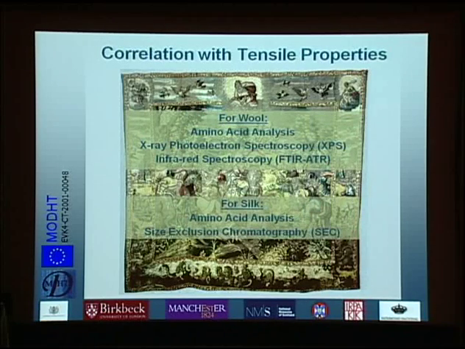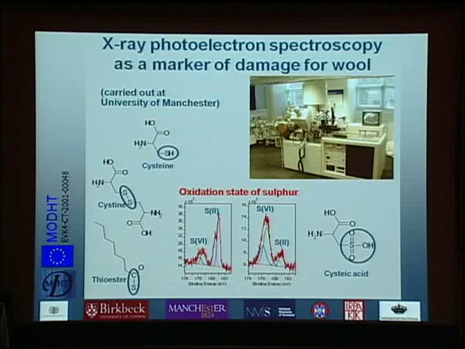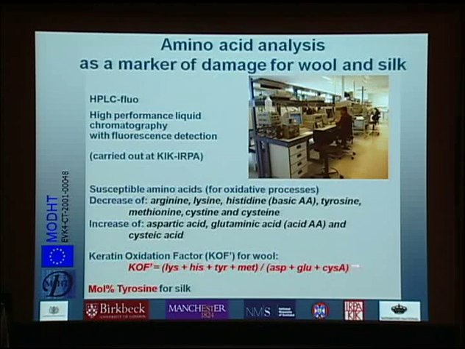And again, just to emphasize, for the wool and for silk, these are the techniques that we found most useful. And I will show briefly a slide for each one of these techniques without going into any detail of how they work. I will only explain or very briefly show which parameter from these techniques we chose as markers of damage. In amino acid analysis, which proved very useful for both wool and silk, for wool it's the keratin oxidation factor. That was chosen as a marker of damage. For silk, it was the overall level of tyrosine.